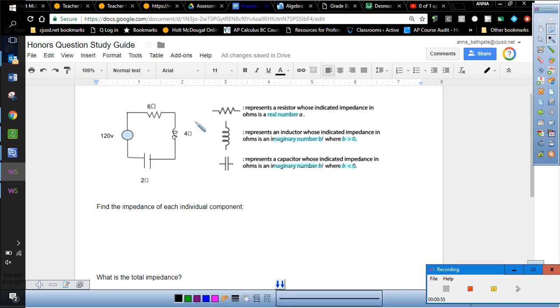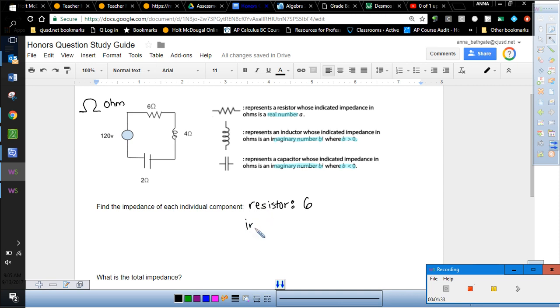On your circuit, the impedances are represented with the symbol called an ohm. That's a positive measure of impedance, and then we need to rewrite it as its complex number. If I want to find the impedance of each individual component, I start with the resistor. I'll take the 6, and since it's a real number, I just leave it. So if it has an impedance of 6 ohms, then its impedance is 6.